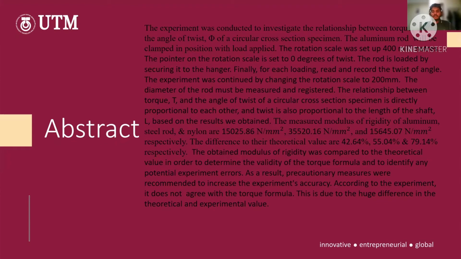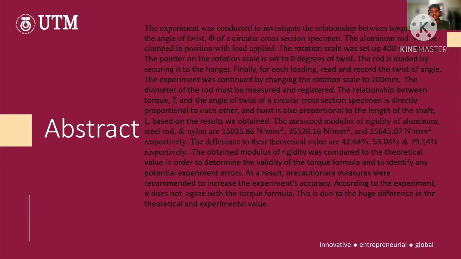The measured modulus of rigidity of aluminium, steel rod and nylon are 15,025.86, 35,520.16 and 15,645.07 respectively. The differences from their theoretical values are 42.6%, 55.04% and 79.14% respectively.